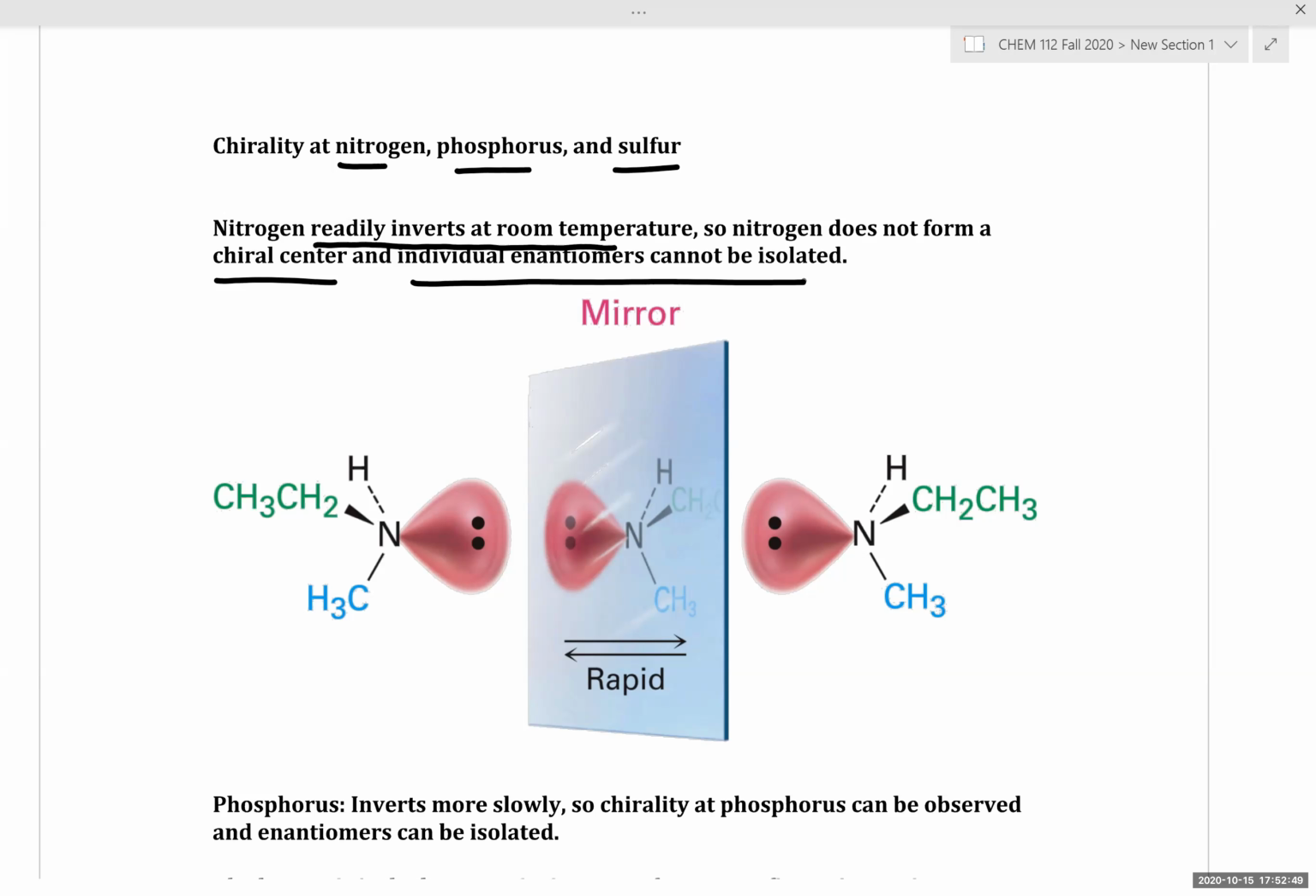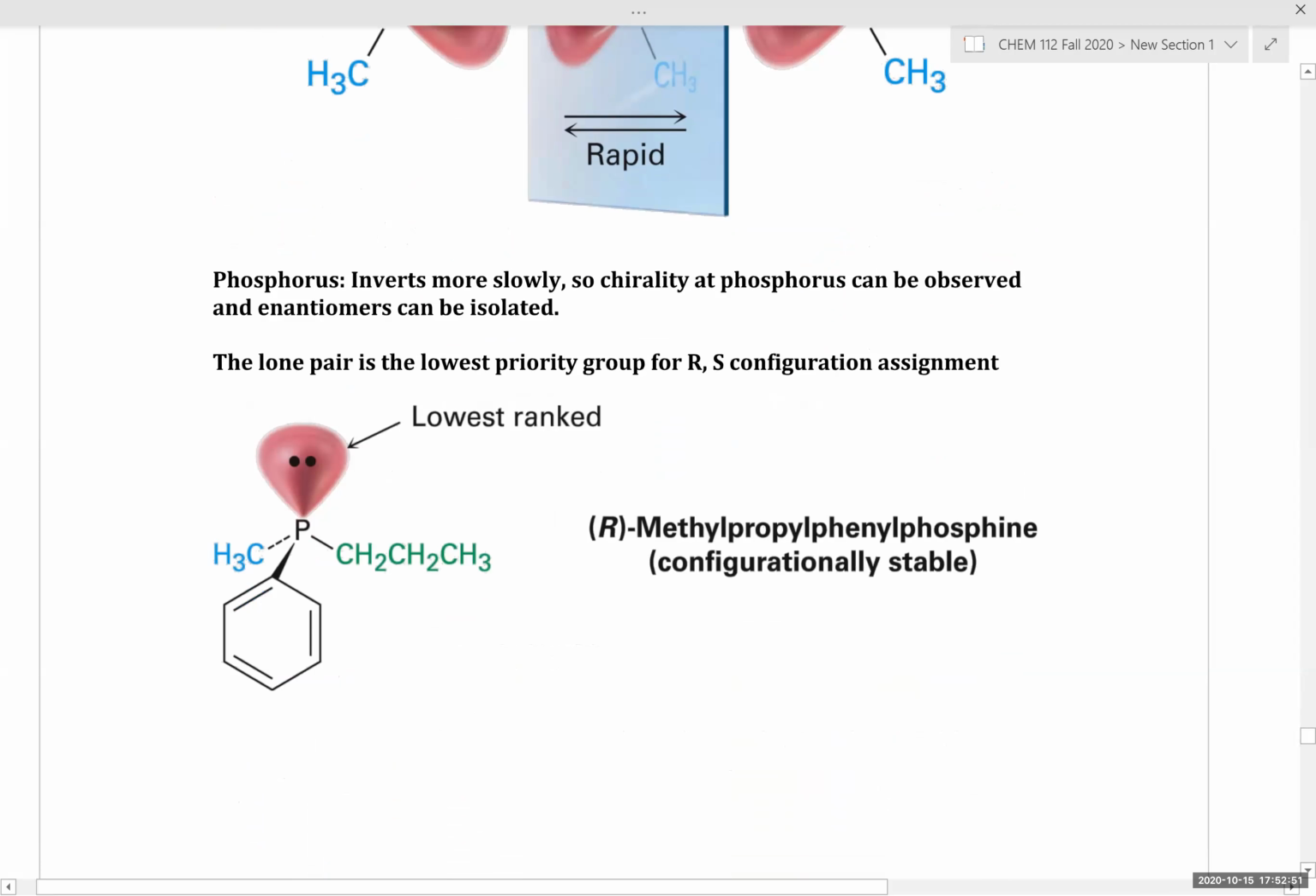What's really interesting is that phosphorus inverts more slowly. So chirality at phosphorus can be observed. You also see some temperature dependence where phosphorus can undergo inversion at higher temperatures. This is partially why many ligands, many chiral additives that are used in order to influence the stereochemical outcome of a reaction and create a chiral environment around a catalyst often are based on phosphorus-based ligands.